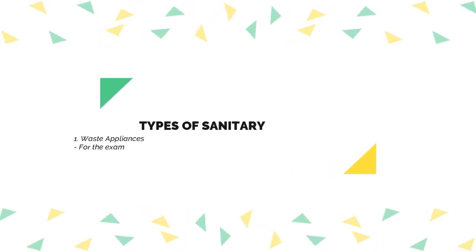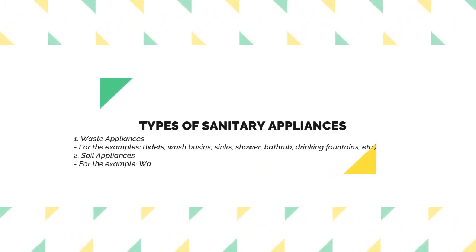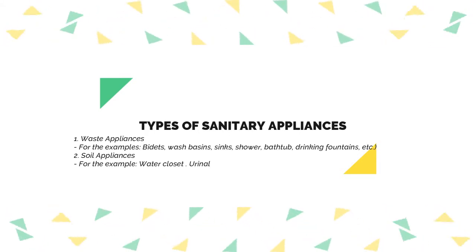Most sanitary appliances fall into two groups, which are waste appliances and soil appliances. What are examples of waste appliances? The first ones are bidets, wash machines, sinks, showers, bathtubs, drinking fountains, and so on. For soil appliances, there are the water closet and urinal.